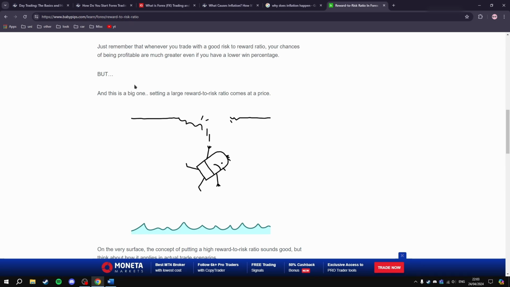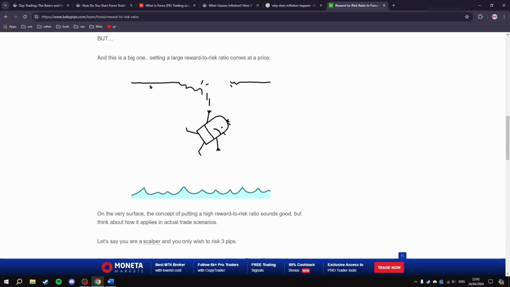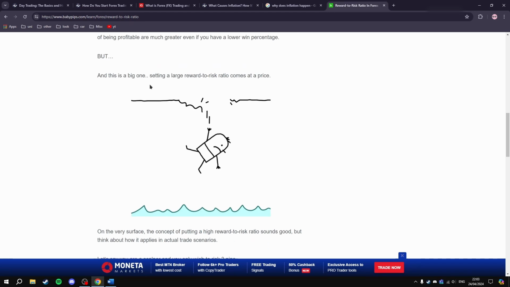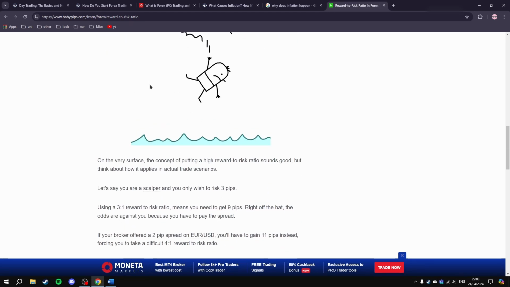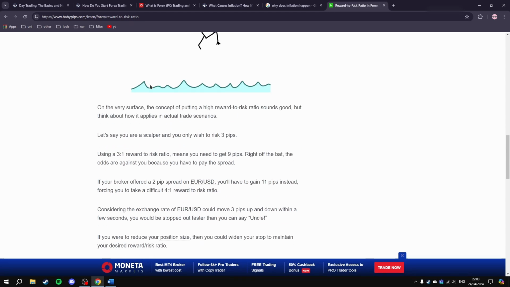But, and this is a big one, setting a large reward to risk ratio comes at a price. On the very surface, the concept of putting a high reward to risk ratio sounds good, but think about how it applies to your actual trade scenarios. Let's say you're a scalper and you only wish to risk 3 pips. Using a 3 to 1 reward to risk ratio, that means you need to get 9 pips.